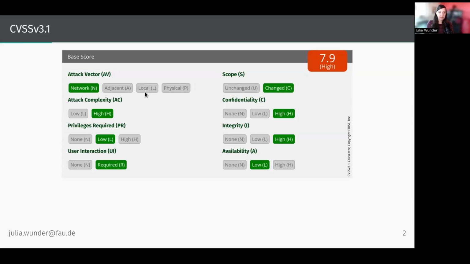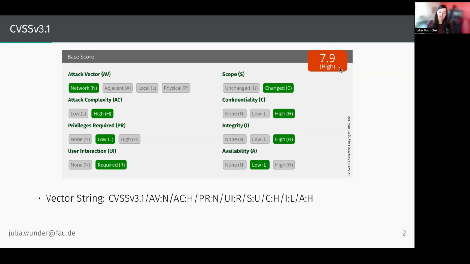So, during a CVSS assessment, you would evaluate each of these 8 metrics, and this results in the vector string. You can see it below. The vector string just indicates how each of the metrics was evaluated. So, for example, AV:N means attack vector network. Besides the vector string, there's also the CVSS base score. You can see it on the top right, which is calculated depending on the vector string.